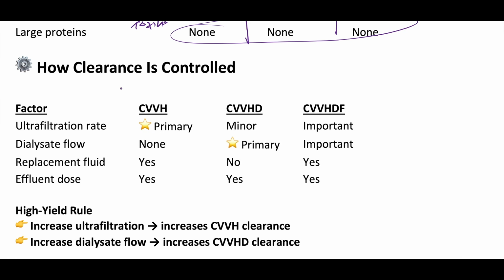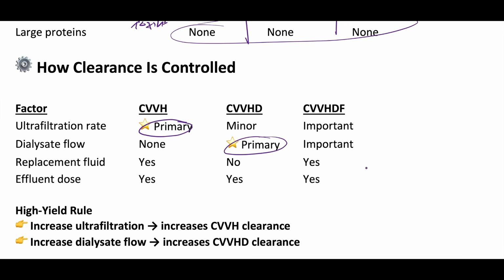All right. Whereas dialysate flow rate is going to be the primary way you clear solute in CVVHD, right? Because how fast that dialysate is flowing countercurrent to the blood is how well you're going to maintain a concentration gradient for those solutes to then diffuse from high concentration in the blood to low concentration in the dialysate, right? And then CVVHDF uses both of those techniques.